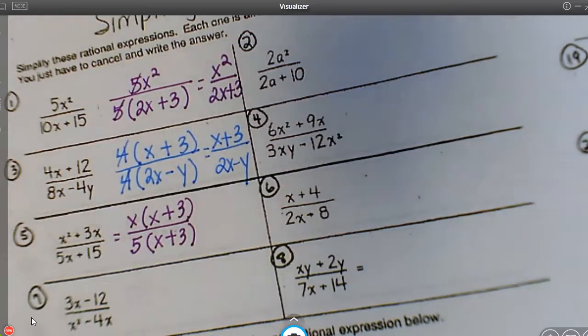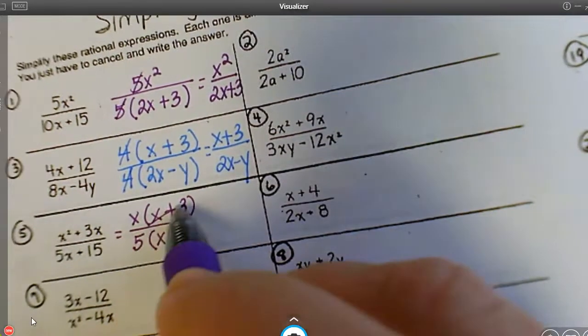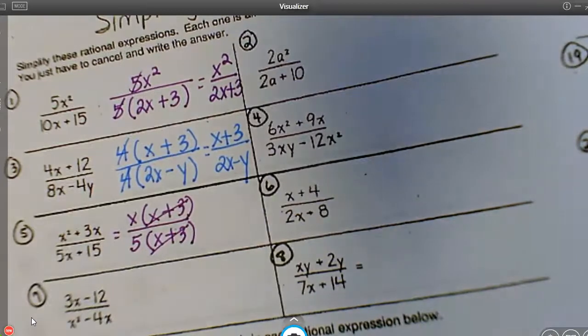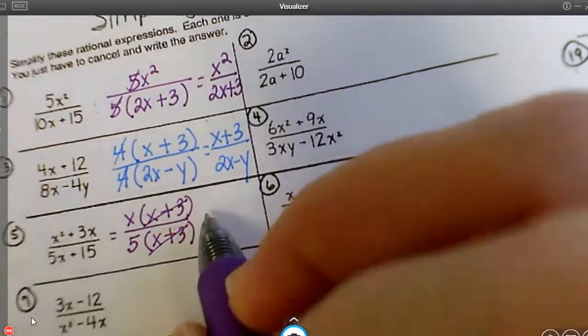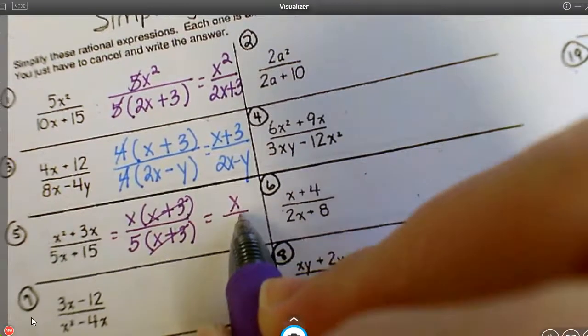Notice the x and the 5 are not going to go away because nothing there is in common. However, because there's a parentheses on top and bottom that's the same, I can get rid of all the x plus 3. So you can either get rid of the parts that are the greatest common factor, or you can get rid of whole parentheses like that. This means that our answer is x over 5.